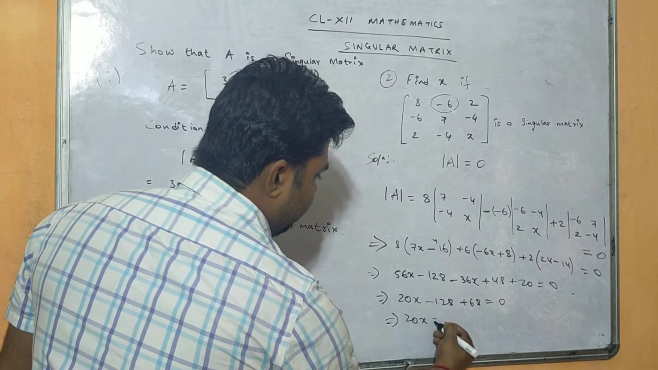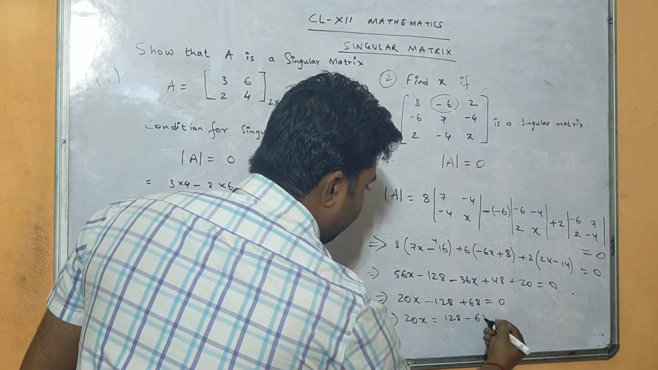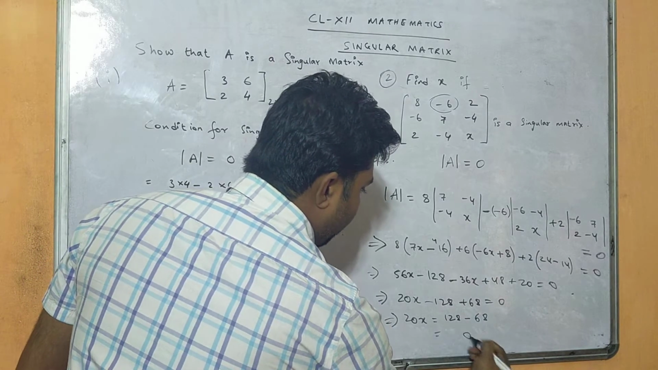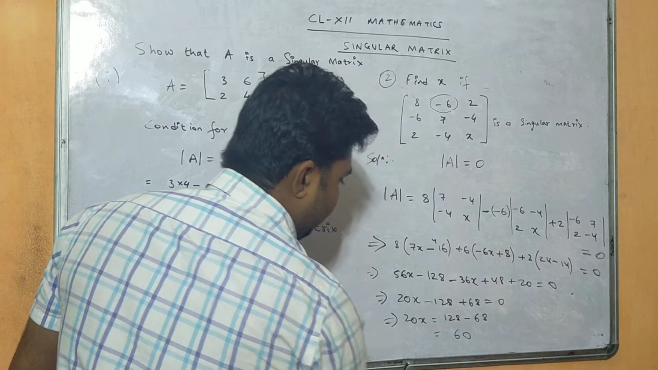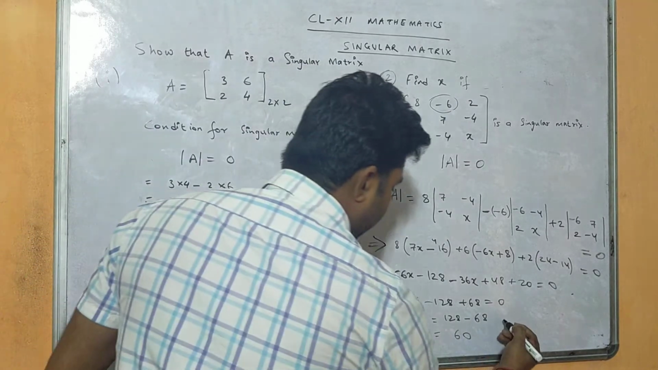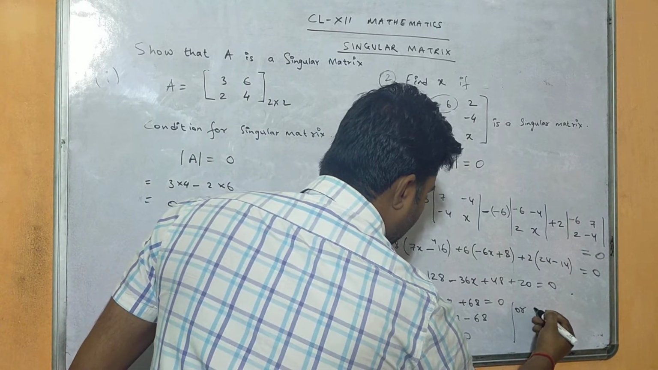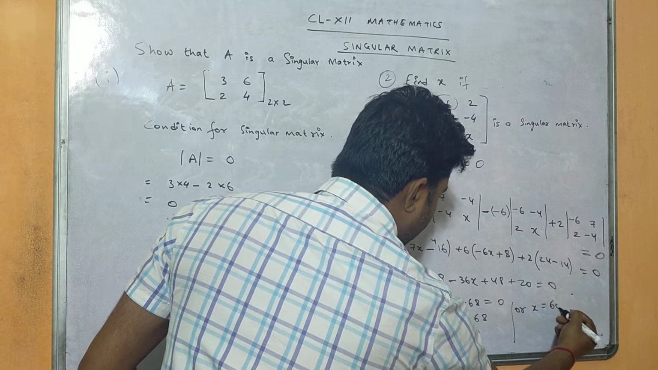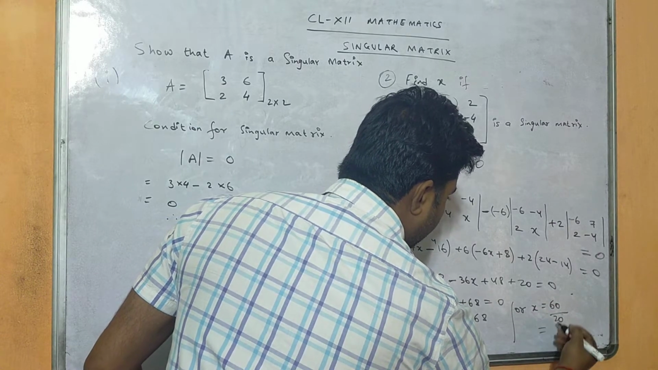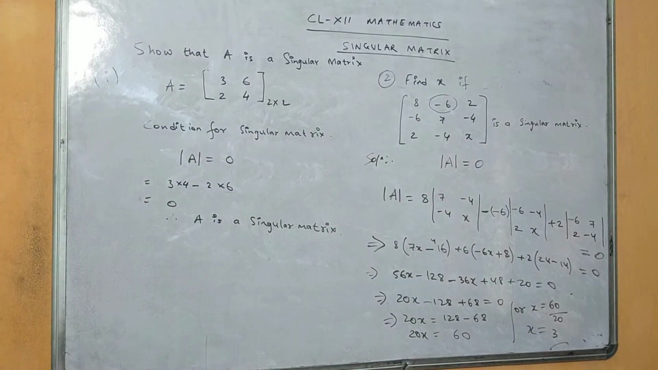or 20x, when I take it to that side, we will get 128 minus 68. So from here we will be getting 60, right? So that means 20x equals to 60, or x equals to 60 by 20, that is 3. So the value of x is 3.